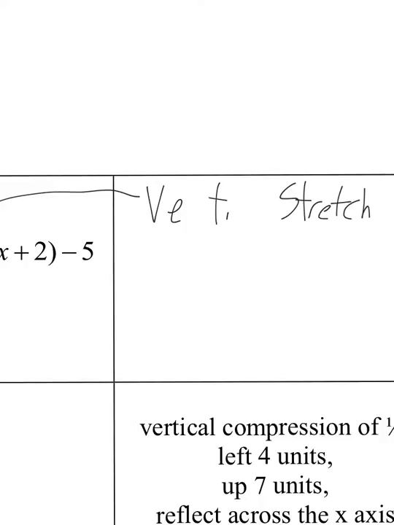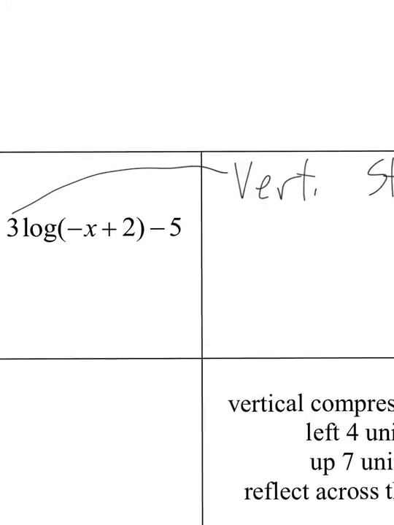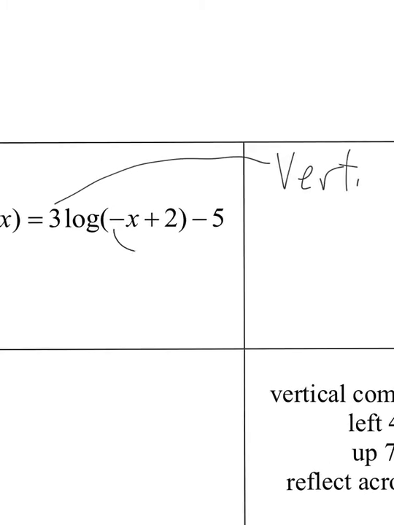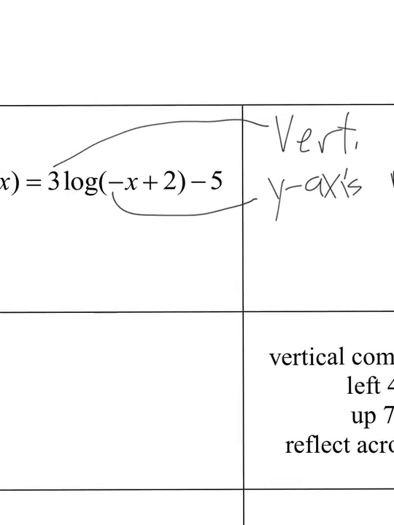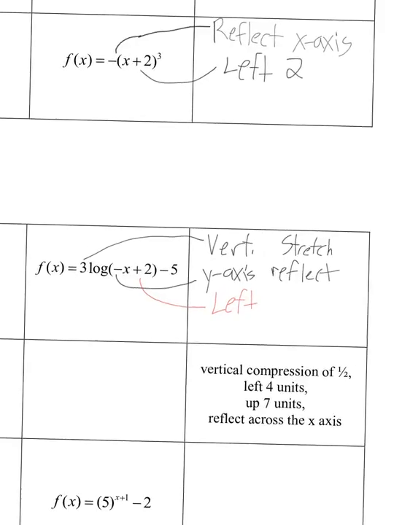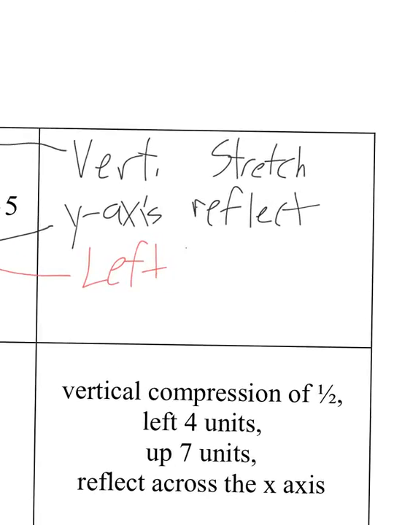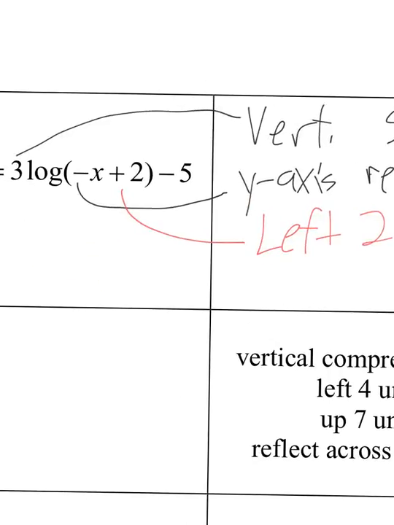And then I'm going to fix this. Negative on the inside, that's a y-axis reflection. All right? So y-axis reflect. The plus 2 is on the inside, so that's going to make it, I should do different colors. Plus goes left, minus goes right, just like we did on the last one. So plus goes left 2. And then there's a minus 5 on the outside. That's making it go down 5.